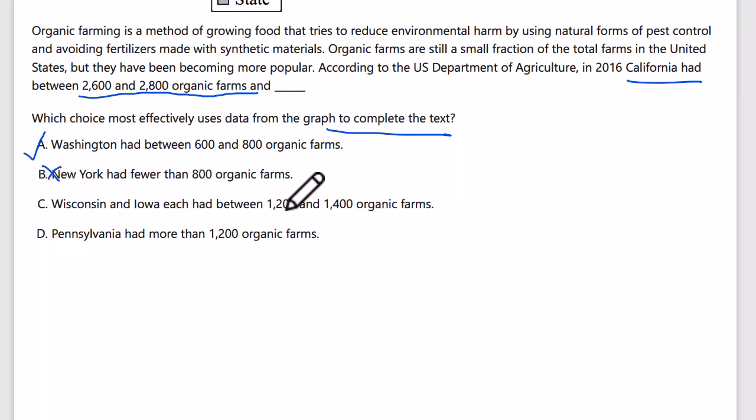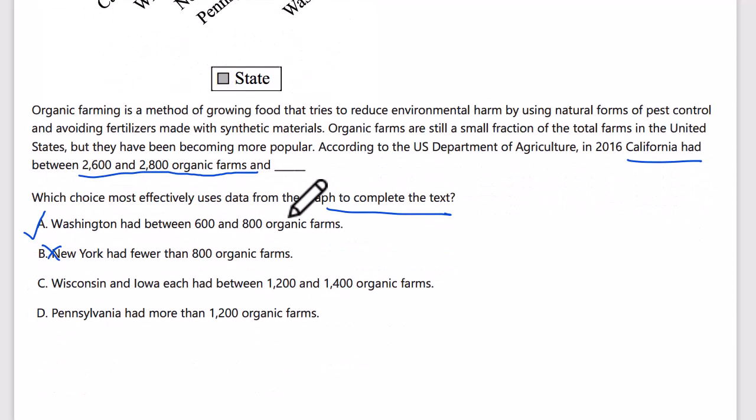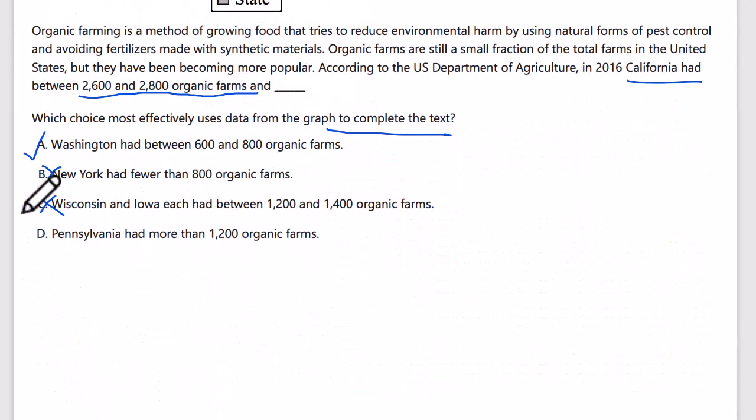Wisconsin and Iowa each had 1,200 and 1,400. Wisconsin and Iowa had way less. Wisconsin was between 1,200 and 400. Iowa much less, so that's not accurate. Pennsylvania had more than 1,200. Pennsylvania only had 800, so that's not accurate. The answer here has to be A. It's the only answer that's accurate according to the data in the graph.